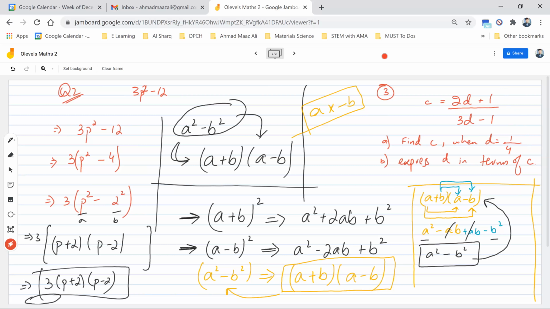Is there anyone who is facing a difficulty in this? No? All good? Nice. Okay, quickly send me the pictures of this. If you are done with part A, just send me a picture of this on WhatsApp so that I can check your solutions.